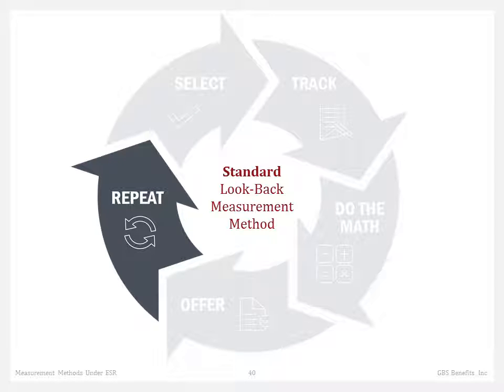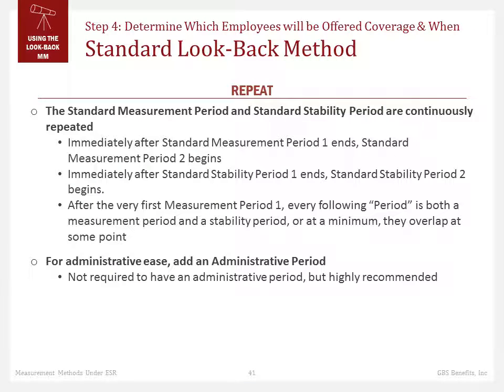And then you simply repeat the process all over again. In other words, the standard measurement period and standard stability period are continuously repeated. As soon as standard measurement period 1 ends, standard measurement period 2 begins. In other words, you can't have a 10-month measurement period and then wait for 2 months and start your next measurement period 2 months later. As soon as your standard measurement period ends, the following month you're starting up again.